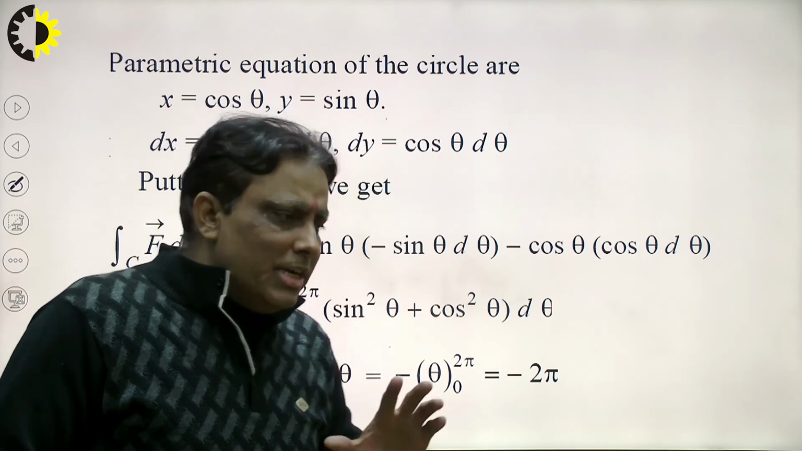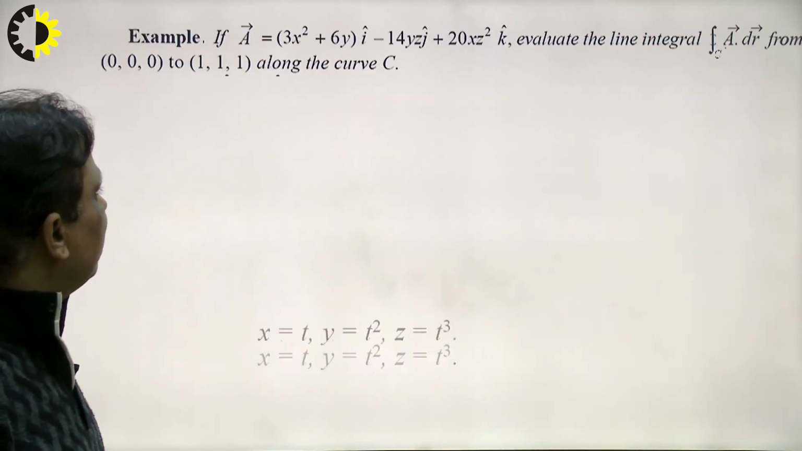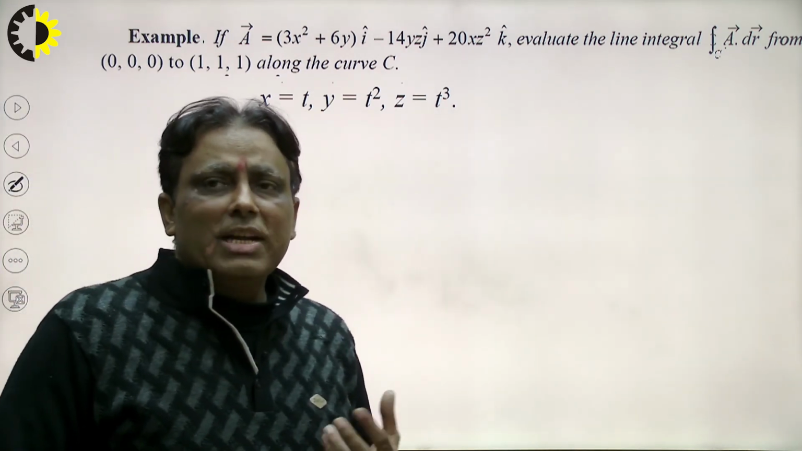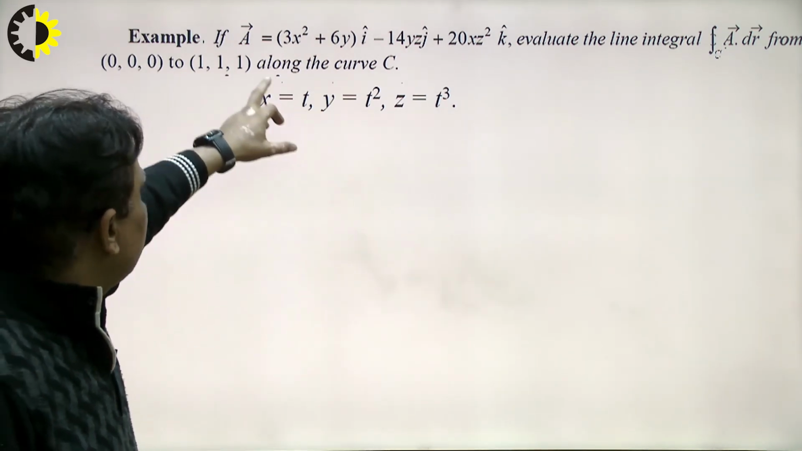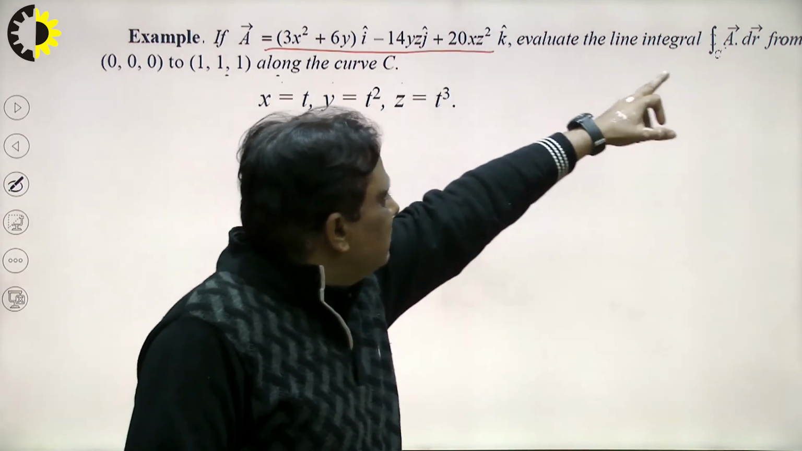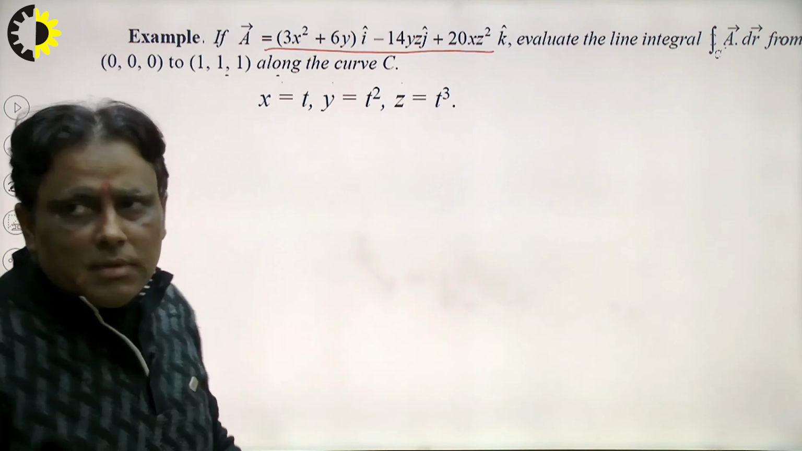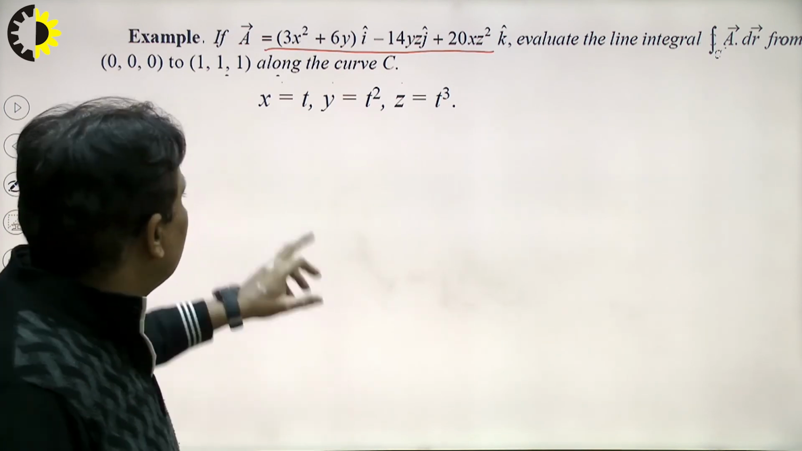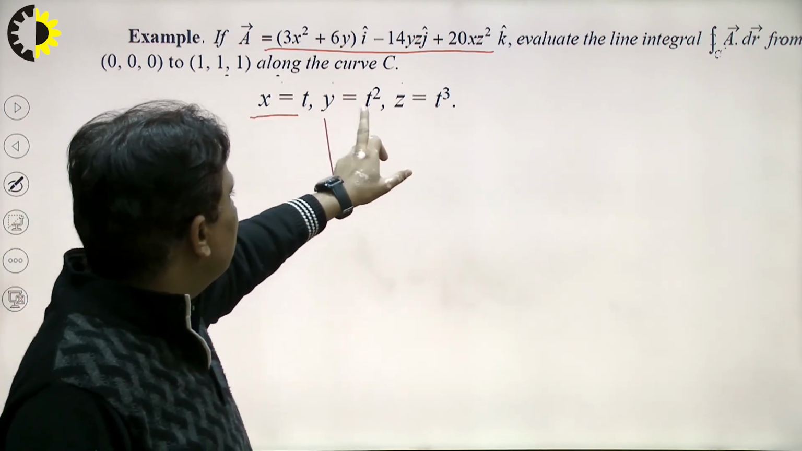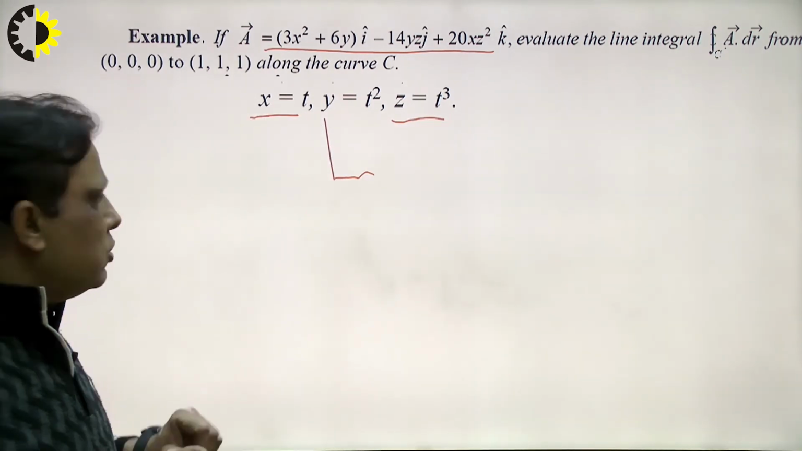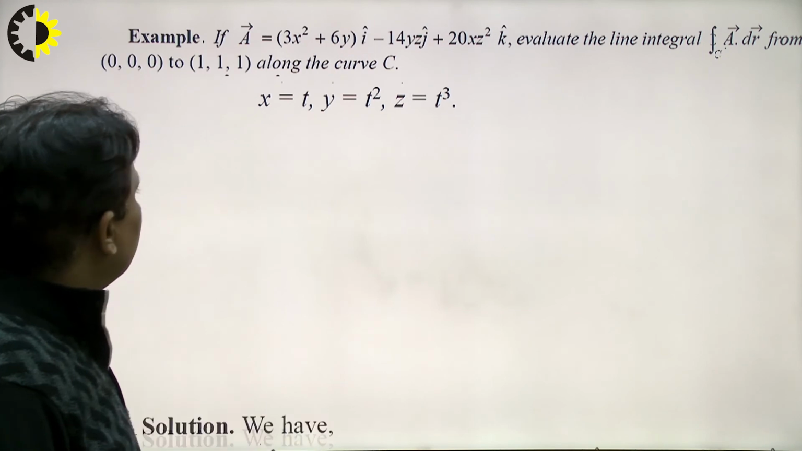In this way we can find out our result by using the line integral. So students, keep in mind when we solve a problem at any level, first of all we see what the given problem is. In this problem there is a parametric form, right? A dot dr from 0 0 0 to 1 1 1, right? So in this way we can find out with the help of x is equal to t, y is equal to t square, z is equal to t cube.